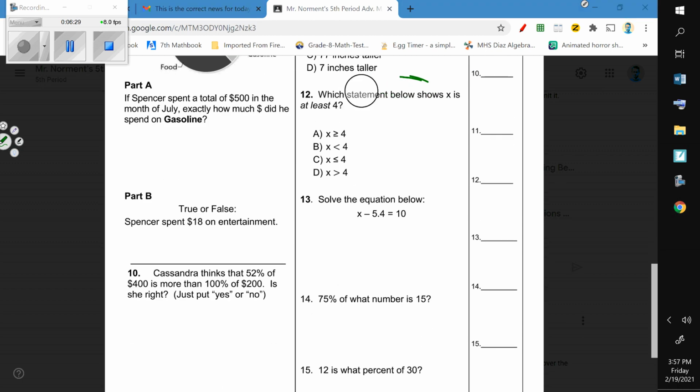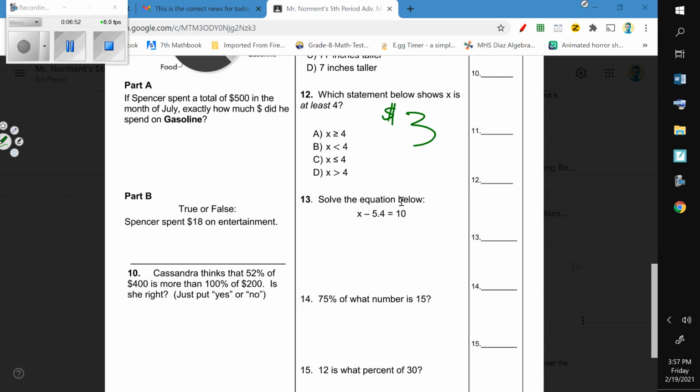Number 12. Which statement below shows x is at least 4? Now this is a tricky one. So here's what I've said to a couple of students. If I said, hey, can I go to Bahama Bucks, Dad? Yeah, but you need at least $4 for their prices. So if you need at least $4 to go to Bahama Bucks, and they gave you this much money, is that going to be enough?